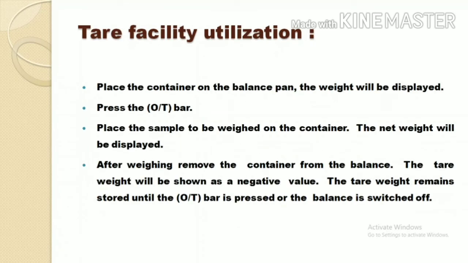Tare facility utilization. Place the container on the balance pan. The weight will be displayed. Press the tare bar. Place the sample to be weighed in the container. The net weight will be displayed. After weighing, remove the container from the balance. The tare weight will be shown as a negative value. The tare weight remains stored until the tare bar is pressed or the balance is switched off.